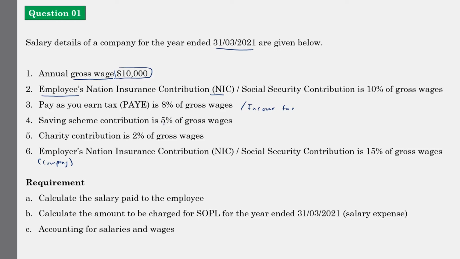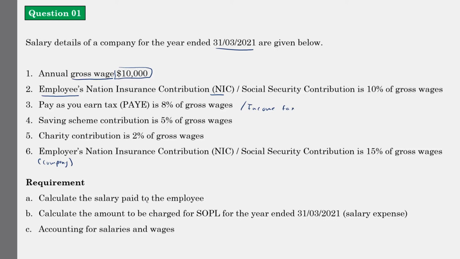And if you are voluntarily telling, if there is any charity contribution, if you want to give some money for the charity purpose, that reduction also will be made from your salary. And another point I have given, the 6th point, what's the employer's contribution? The employer's contribution will not be reduced from your salary. From the employer's pocket, they will have to pay out for the national insurance contribution.